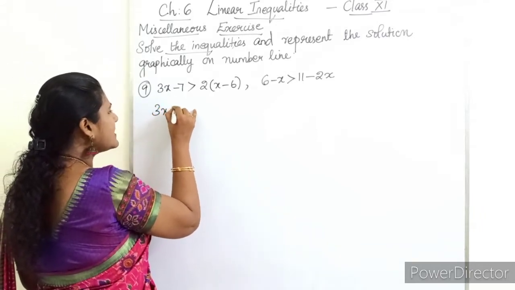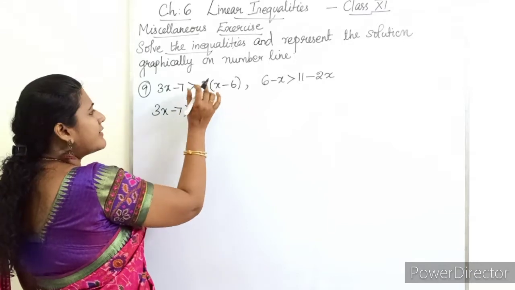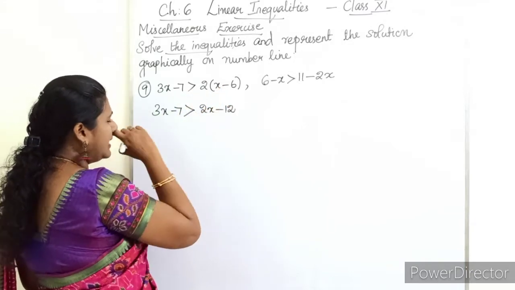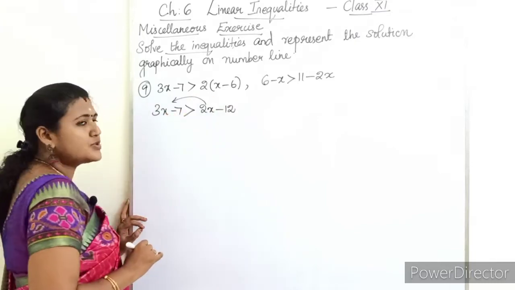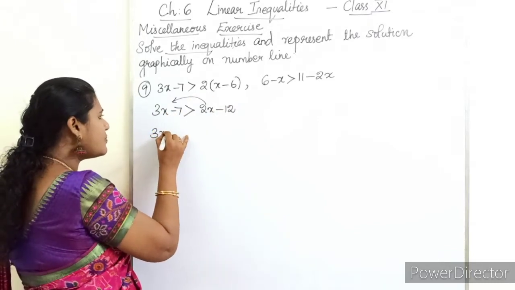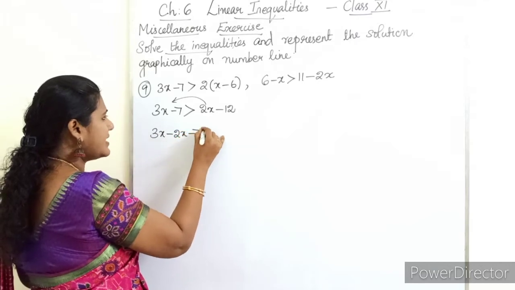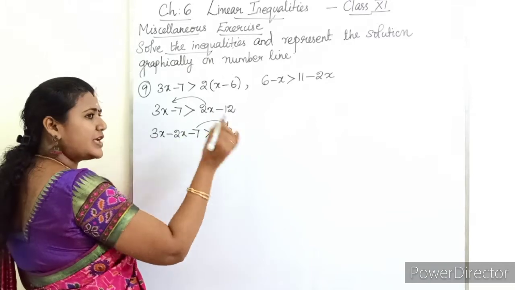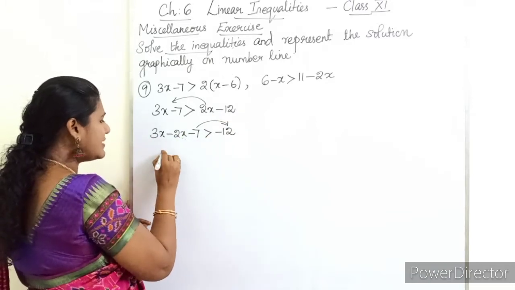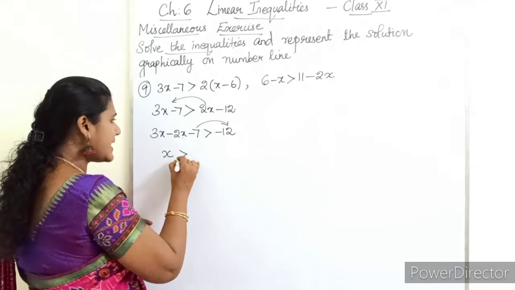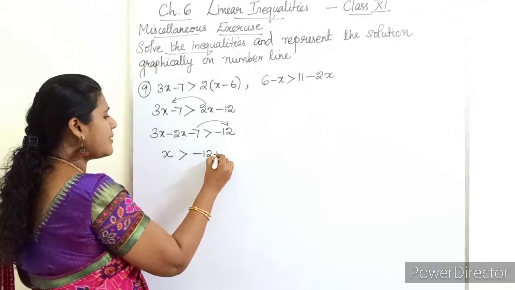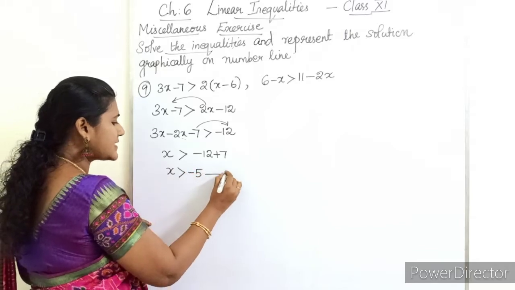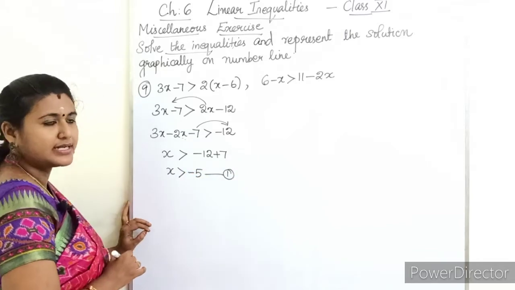So 3x minus 7 is greater than, on the right side we will multiply by 2, so we will get 2x minus 12. Now this x term we will bring to the left side. So 3x minus 2x minus 7 is greater than minus 12. Again this minus 7 we will take to the right side. So when you simplify these two, you will get x is greater than minus 12 plus 7. When you simplify, you will get x is greater than minus 5. So this is the first inequality.